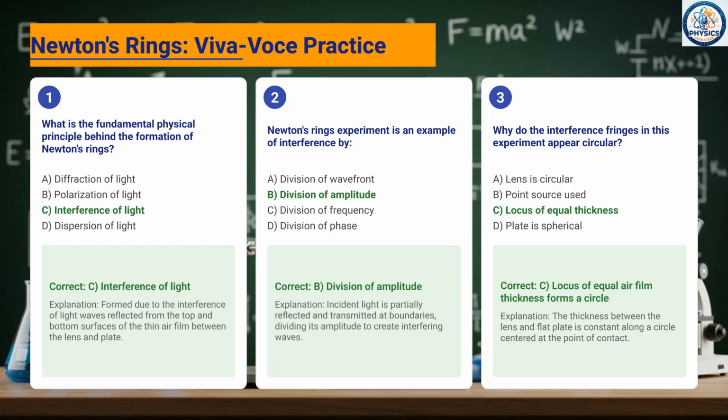First, the fundamental physical principle behind Newton's rings is the interference of light. Second, this is an example of interference by division of amplitude. Third, the fringes appear circular because they are the locus of equal air film thickness.